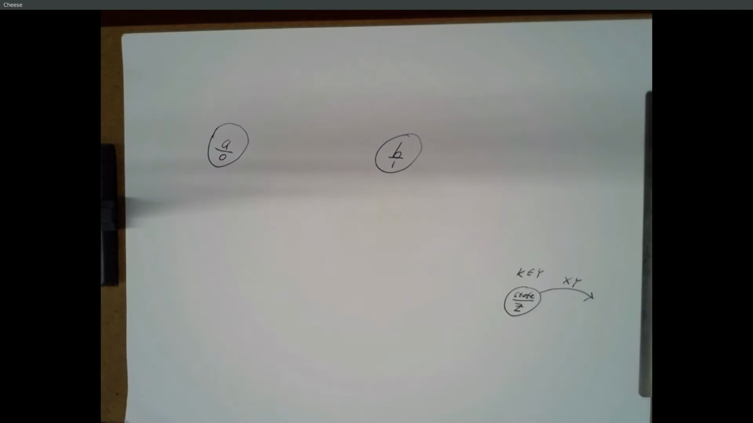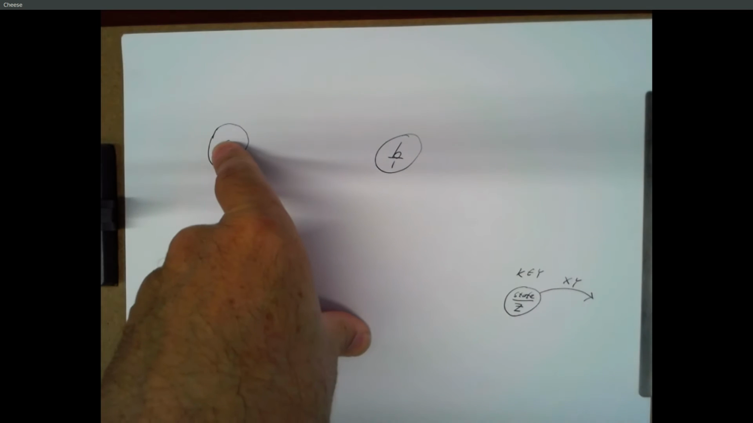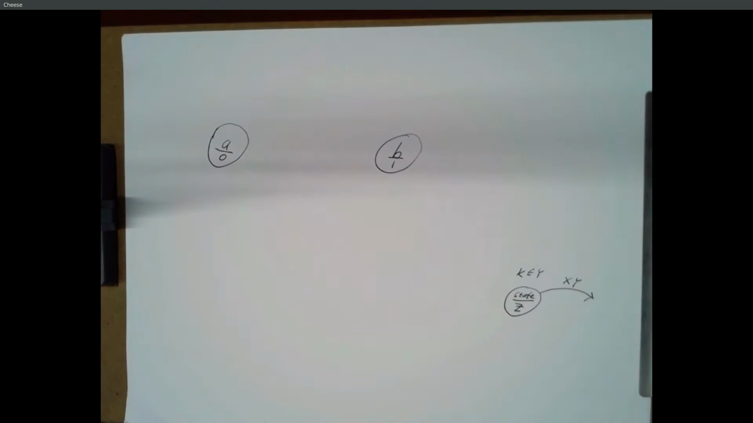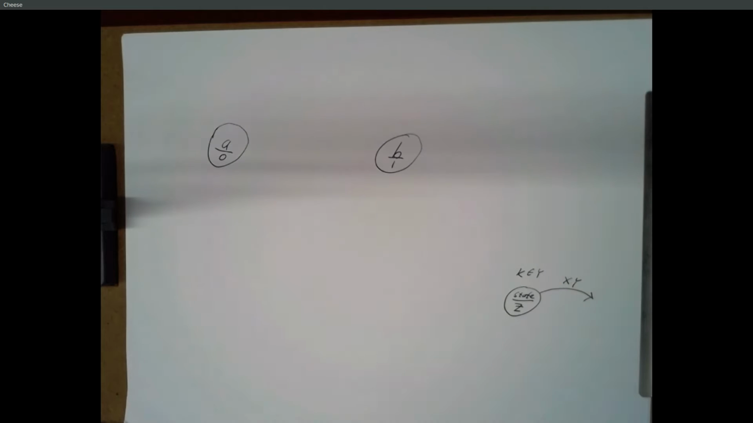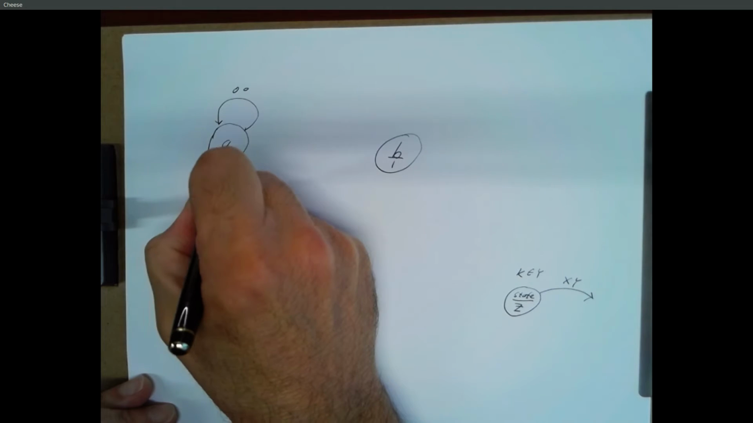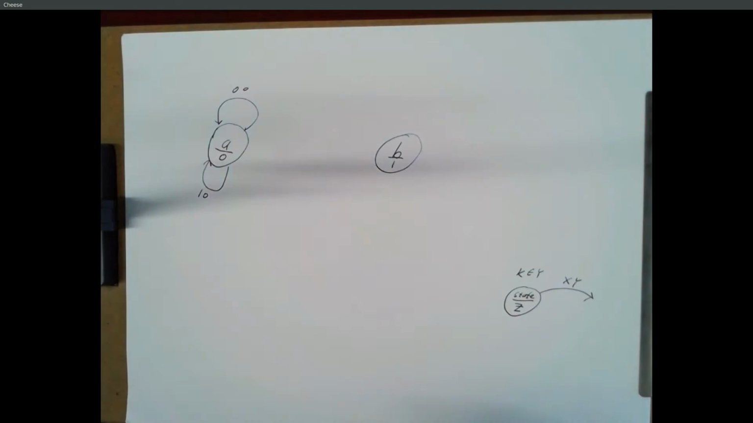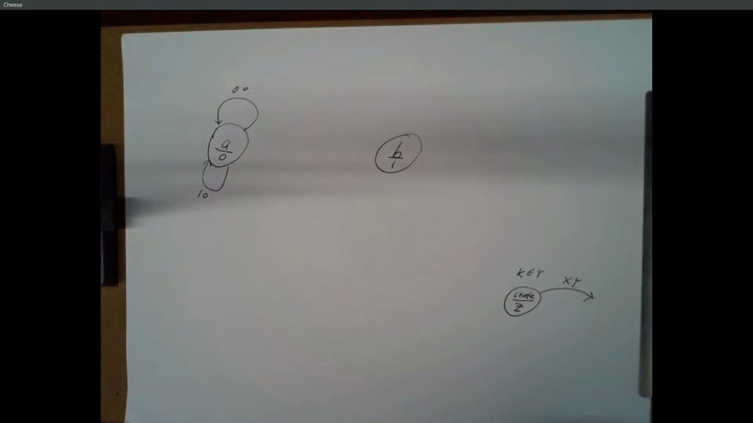I could do YX, it's just going to change the order of the 1s and 0s on those arrows, but you got to have a key so that you know if this arrow is labeled 1, 0, is that X equals 1, Y equals 0, or is it X equals 0, Y equals 1? So the key is telling you how to read your diagram. And now we just fill in from this table. So if we're in state A, basically we stay in state A if our input is 0, 0, or 1, 0. So I'm going to draw those diagrams. Here's a 0, 0, and here's a 1, 0. And the other inputs, 0, 1, 1, 1, are going to take us to state B.